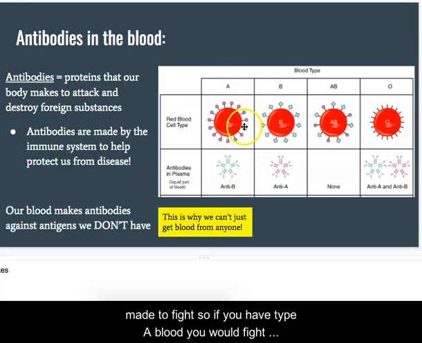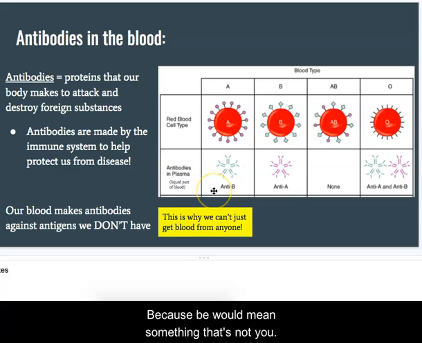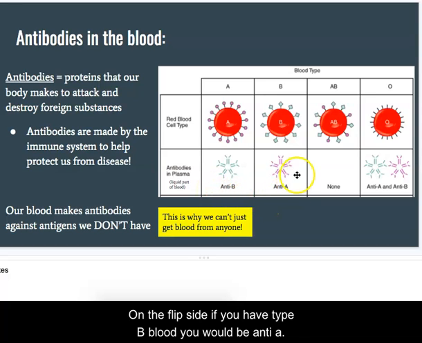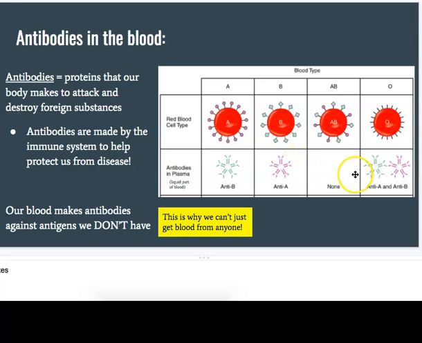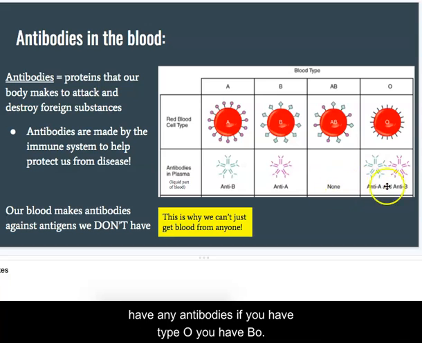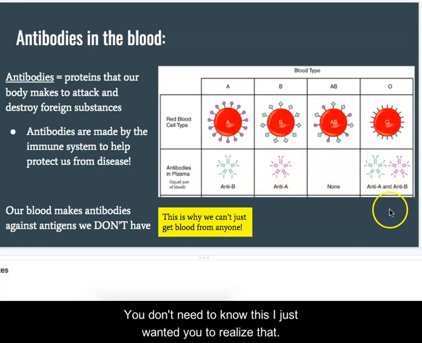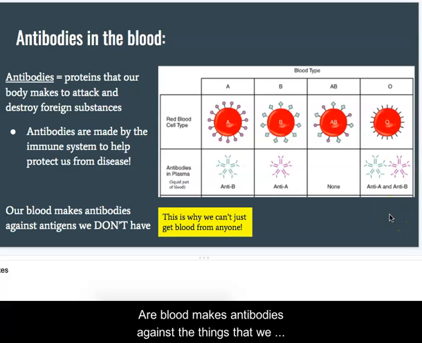So if you have type A blood, you would fight against what you don't have, B. You're anti-B, because B would mean something that's not you. On the flip side, if you have type B blood, you would be anti-A. If you have AB, well, you're good with all, so then you don't have any antibodies. If you have type O, you have both. You don't need to know this. I just wanted you to realize that our blood makes antibodies against the things that we don't have.